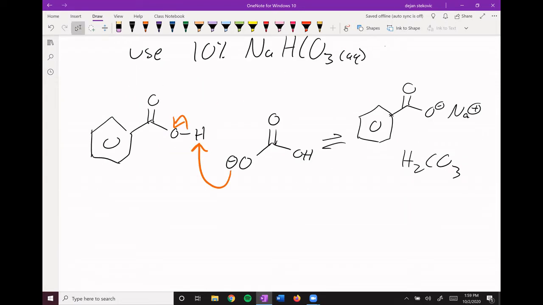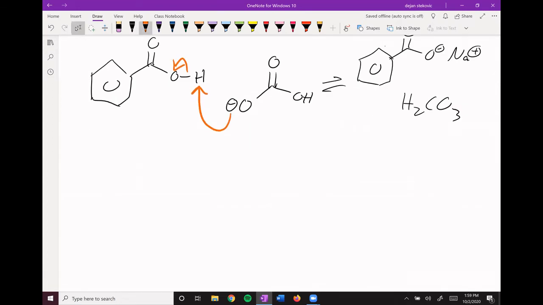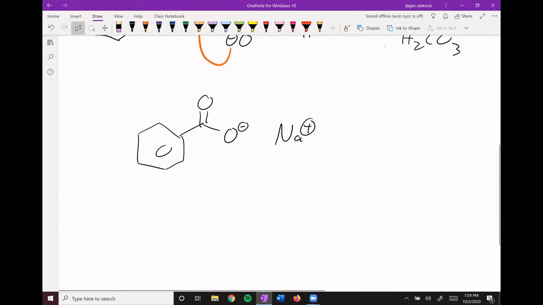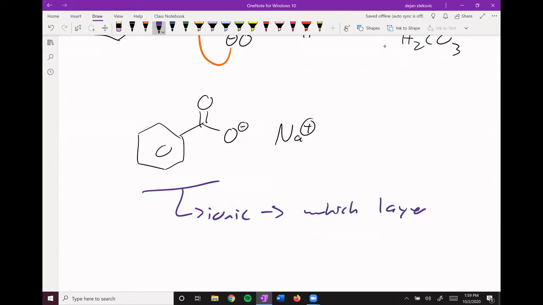And so if we take a look at our sodium benzoate, we see now that we've made it into an ionic compound. And so if we've made it into an ionic compound, you want to think about which layer it is going to go in. And then we can see if our experimental data supports this.